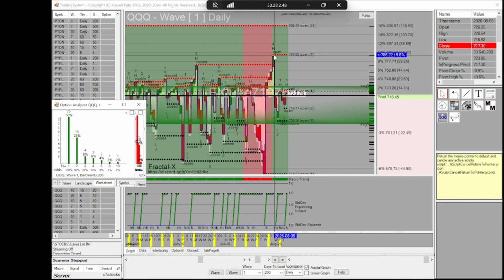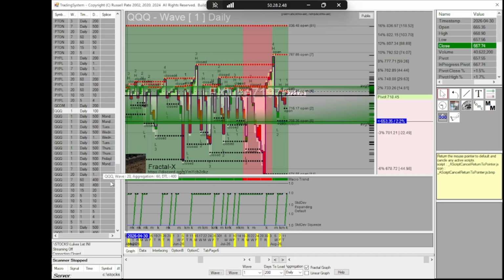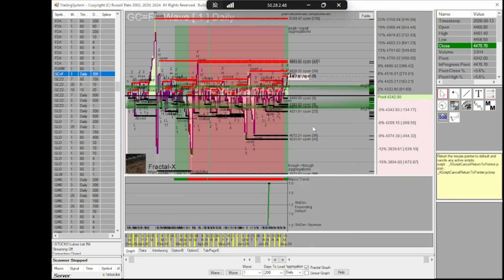But then you can also take other things into account, like in this case, we weren't just overextended from a time perspective. We were also overextended from a perspective of how high above the pivot we were. We were overextended from a price perspective. And now I actually had an example from earlier, I think that would work. It was gold futures. Yeah, so here.